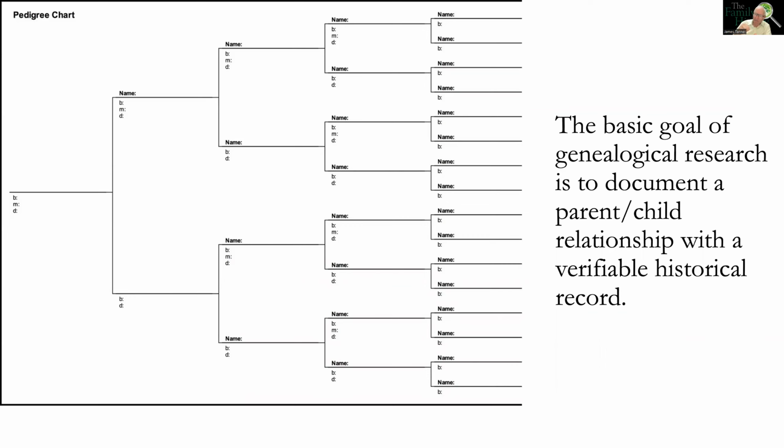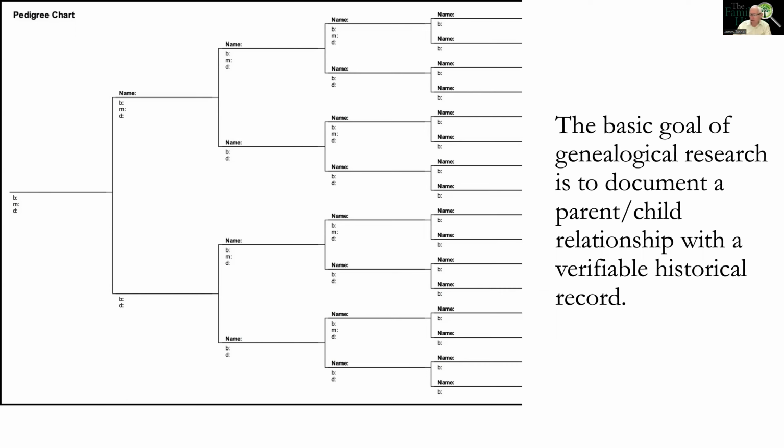The really fundamental basic goal of genealogical research is to document parent-child relationships with a verifiable historical record. My father's name was, and you fill in that. Let's say somebody's father's name was John. You have a record for John. Do you have a record that shows who John's parents were? That's the fundamental question of moving from one generation to the next generation.